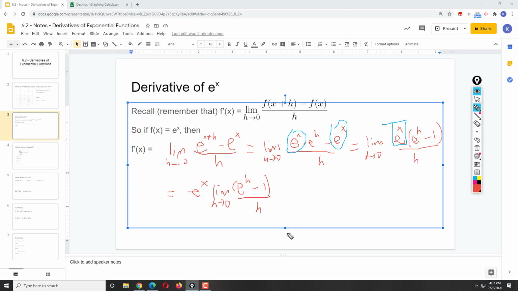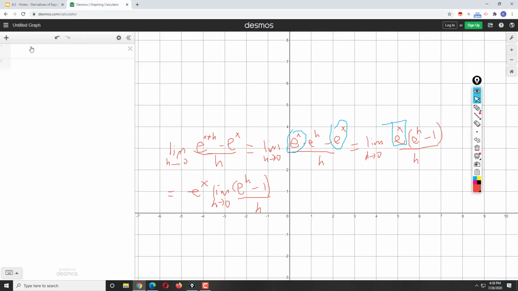So we know that if f of x is e to the x, then f prime of x is also equal to e to the x times this constant, the limit as h goes to 0 of e to the h minus 1 over h, right? All right, what is that limit equal to? Well, let's just graph this on Desmos and see what it looks like. So what we have here is e to the x minus 1 divided by x. And instead of using h, we're going to use x so that we can graph it.